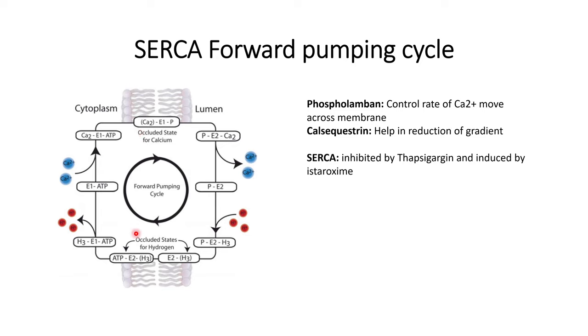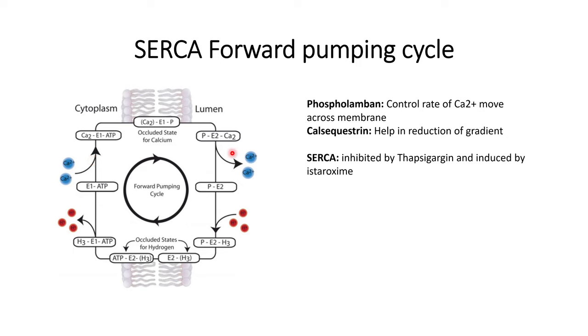One more thing that we need to understand is that the concentration of free Ca2 plus within the cytosol and within the sarcoplasmic lumen is completely different. So this transfer is completely against the driving force, as the concentration of Ca2 plus in the sarcoplasmic lumen is around 10,000 times more than the Ca2 plus present within the cytosol of the cell.